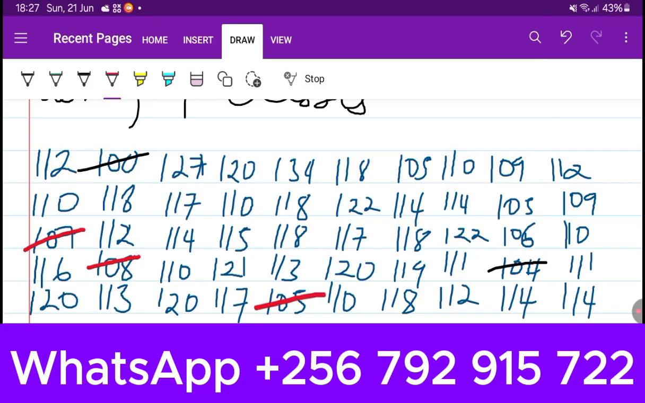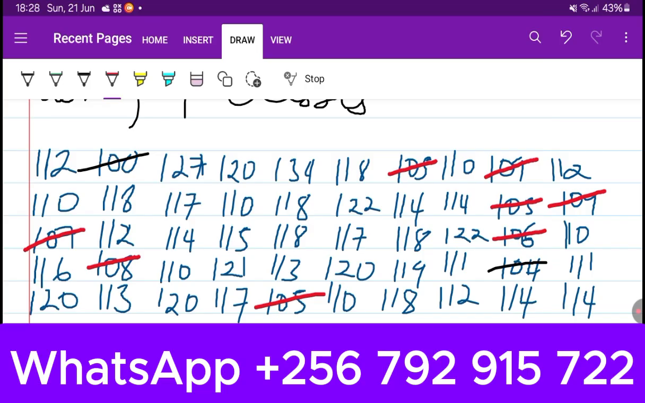Even this one is inclusive. This one is inclusive. This one is inclusive because we are stopping at 109. Even this one is inclusive. So how many are they? 1, 2, 3, 4, 5, 6, 7, 8. There are 8. We have not skipped any.